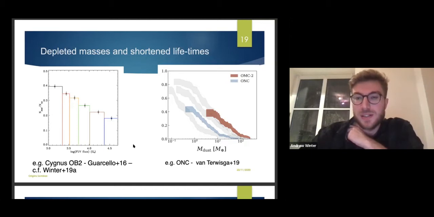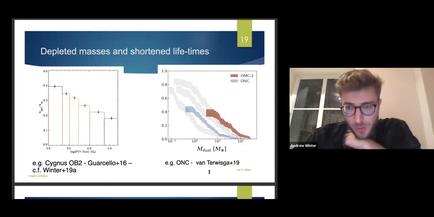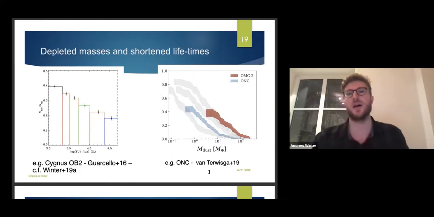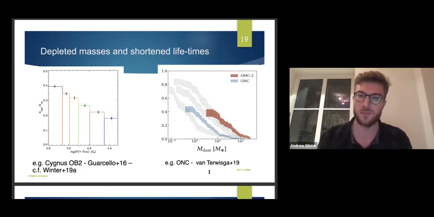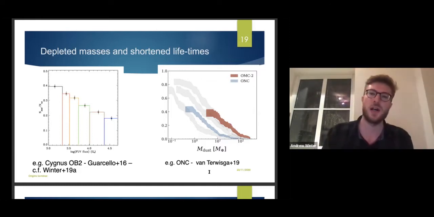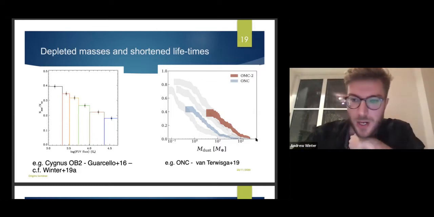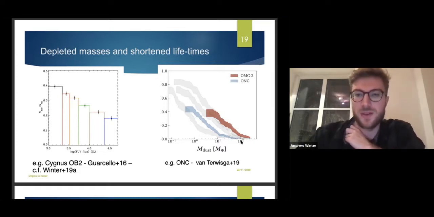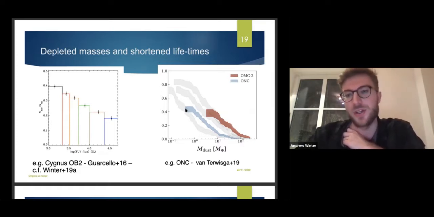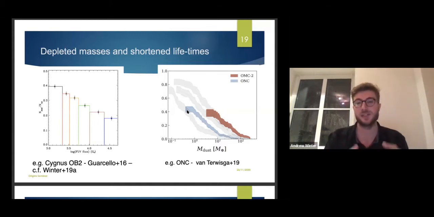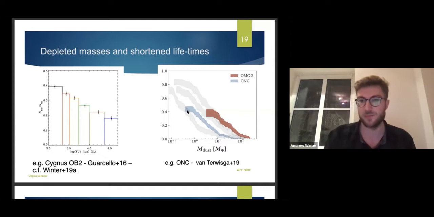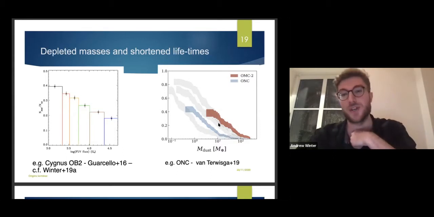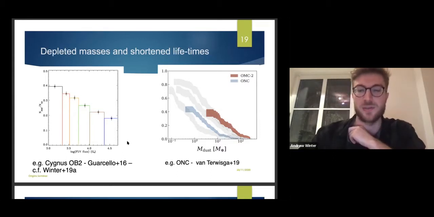We can also see dust mass depletion around the Orion Nebula cluster. So van Terwisga et al. last year showed that disks that are separated by about 0.5 parsecs or a parsec away from that massive star, theta 1C, that we mentioned, you can see here, are the ones in brown, and are significantly more massive than the Eisner et al. sample that are found right in the core of the Orion Nebula cluster. So this is really suggesting that there's a depletion going on by the photoevaporation of the dust within the protoplanetary disks in the Orion Nebula cluster.